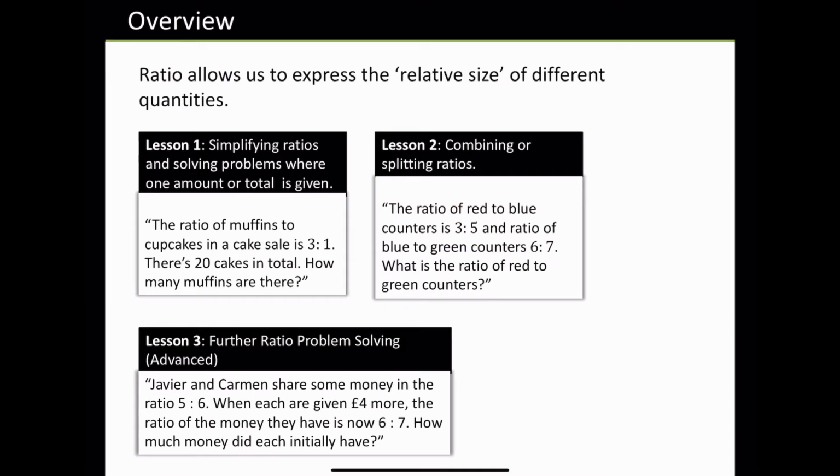So we've got 3 lessons. The first lesson will be on simplifying ratios and solving problems where one amount or total is given. For a lot of you it will be quite easy.